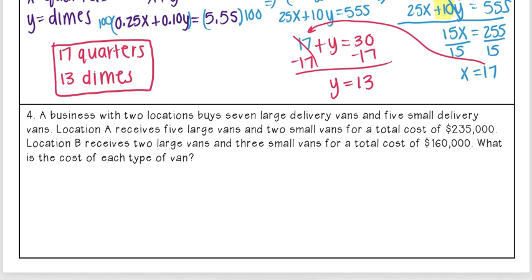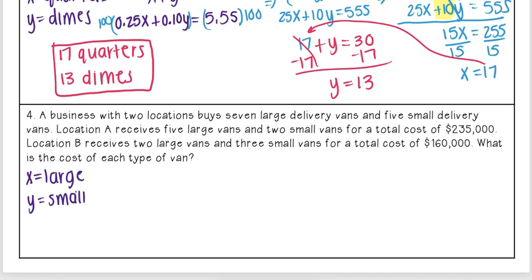Okay, looking at this last one, this one says a business with 2 locations buys 7 large delivery vans and 5 small delivery vans. Location A receives 5 large vans and 2 small vans for a total cost of $235,000. Location B receives 2 large vans and 3 small vans for a total cost of $160,000. What is the cost of each type of van? So my two variables here are large and small vans. I'm going to just allow x to equal large and y to equal small.